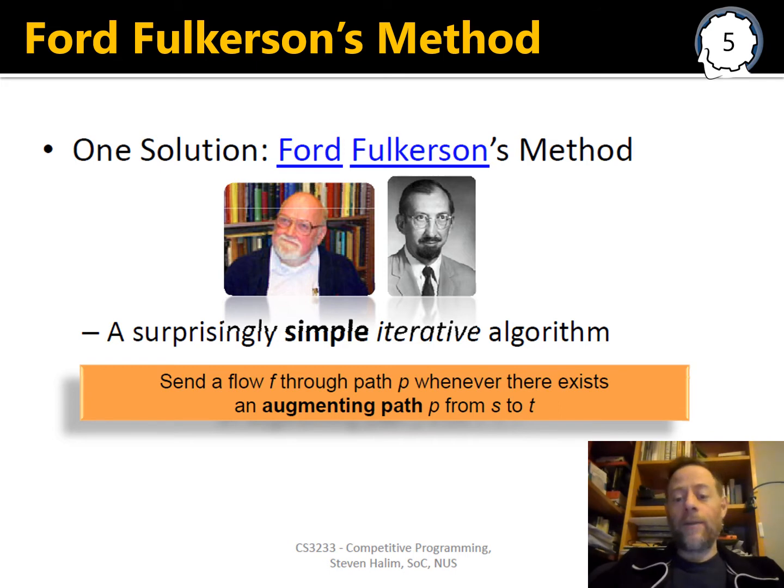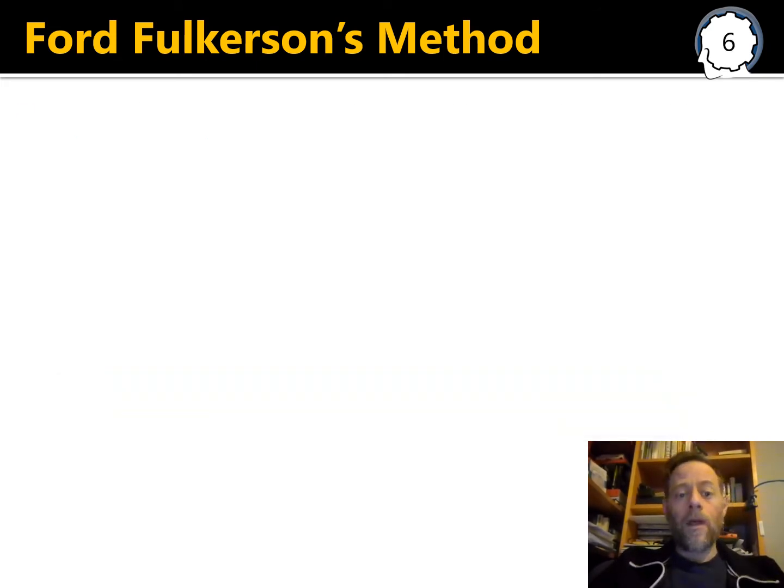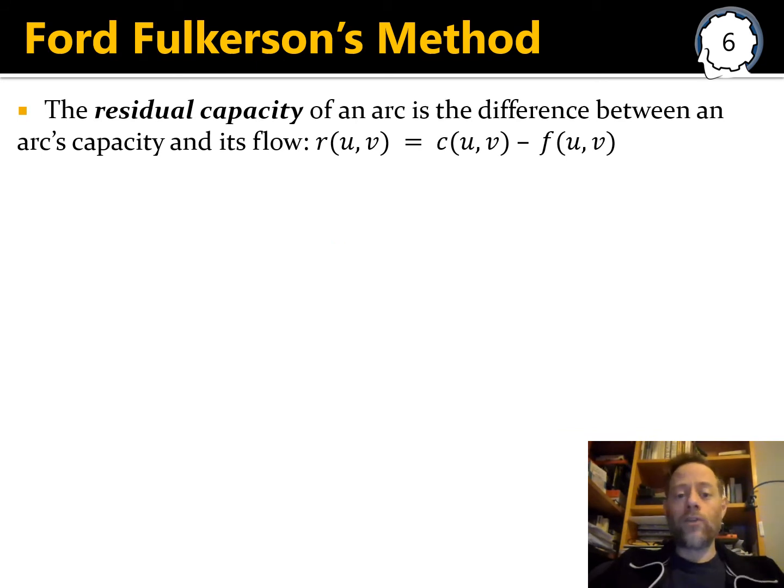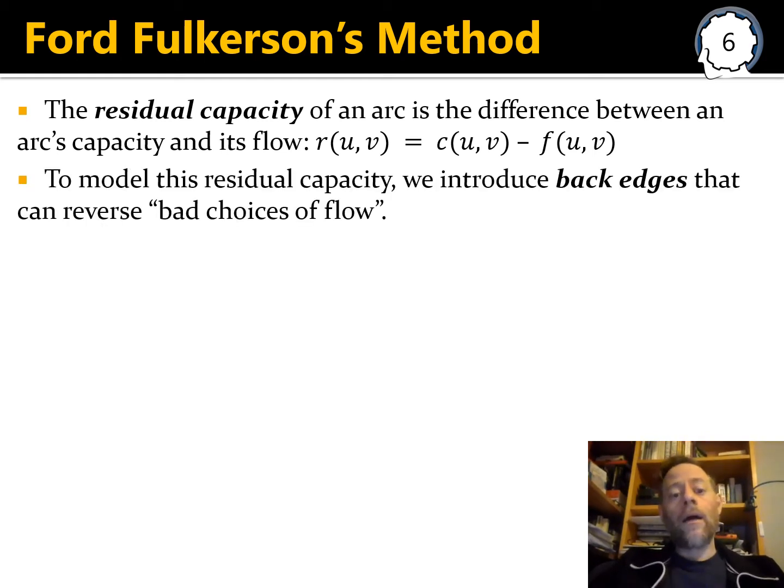And then, of course, we now need to define what an augmenting path is and how to find it. So in order to do this, we need the concept of a residual capacity. The residual capacity of an arc is the difference between an arc's capacity and its flow. So here it's basically the difference between the capacity and the flow.